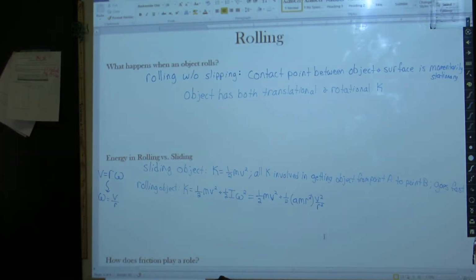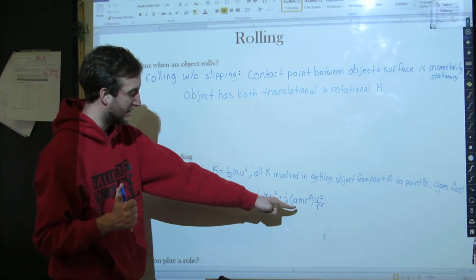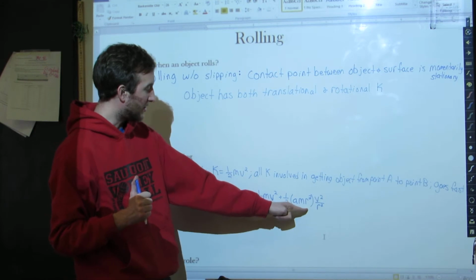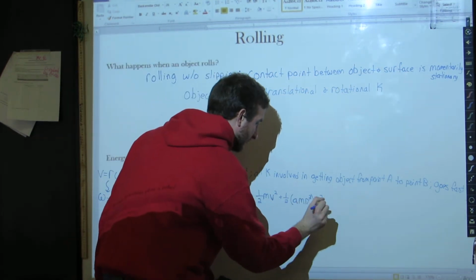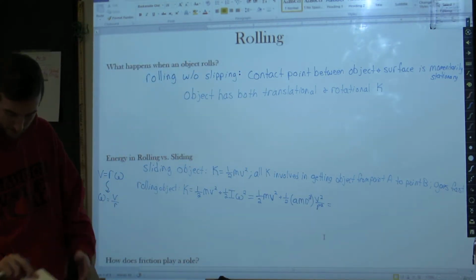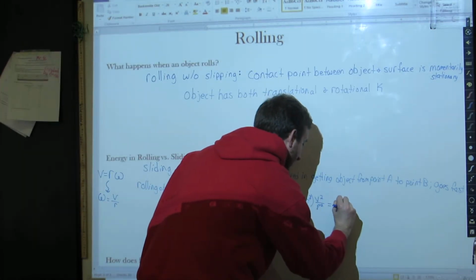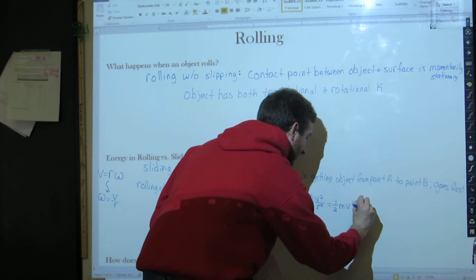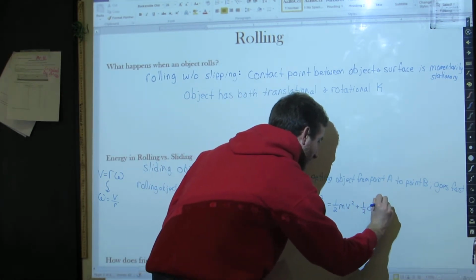Okay? I've written I and omega in terms that might be a little bit more familiar. Remember, a is simply a coefficient, it's not acceleration. If you look here, I've got an r squared up here, I've got an r squared in the denominator. Those will cancel out. So here's what I'm left with. I have 1/2 mv squared from over here plus 1/2 a mv squared.